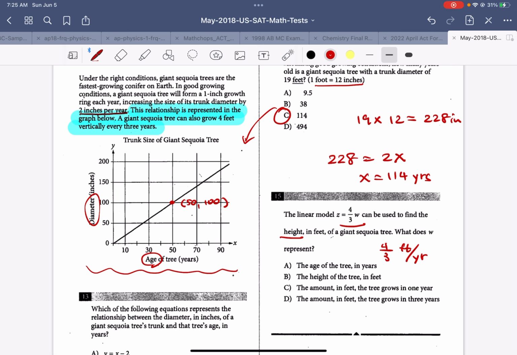That's the rate based on this here. 4 feet every 3 years means it will grow 4/3 feet in 1 year. So that times the number of years will give you the height of the tree. So what is the 4/3? What does W represent in here? That means W should be the age of the tree in years. So answer has to be A.